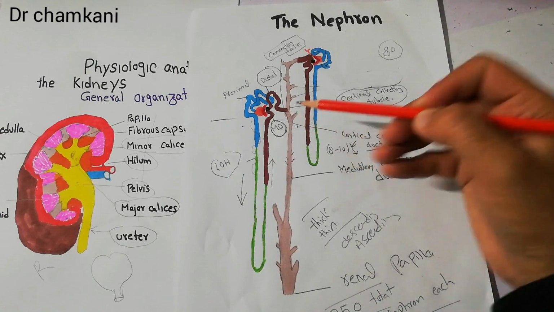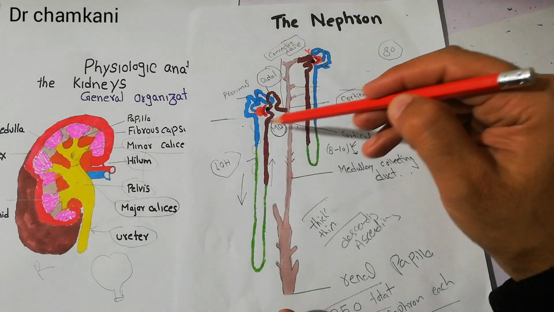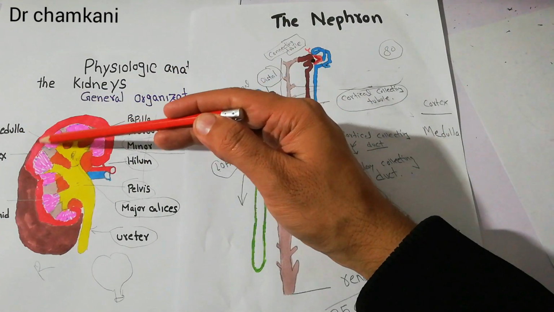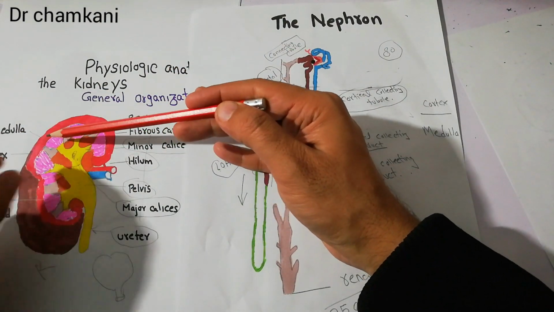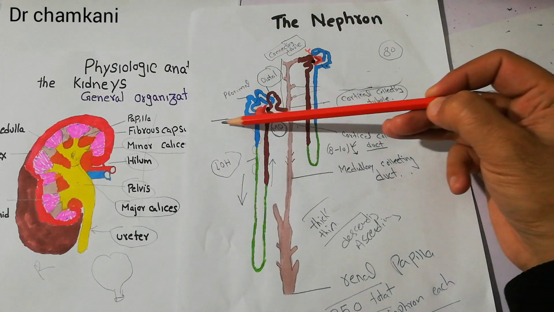So it becomes the cortical collecting duct, but it is still in the cortex. This region is the cortex, and this is the medulla. Here is the medulla, and we have taken one nephron from here and enlarged it.